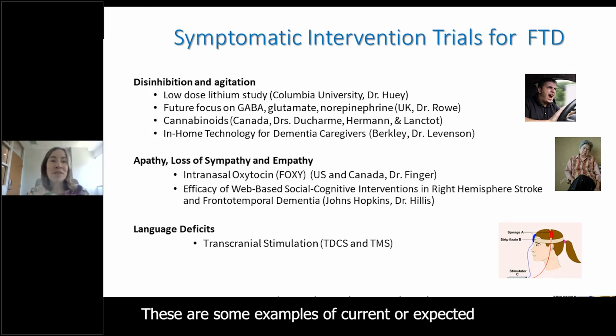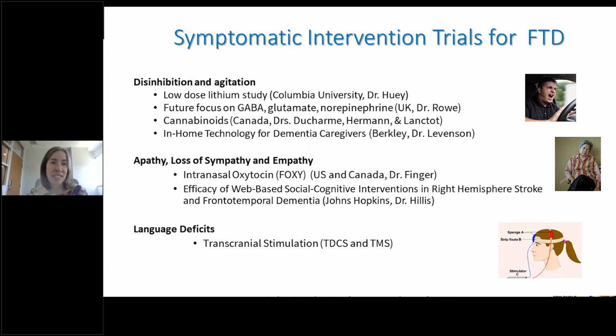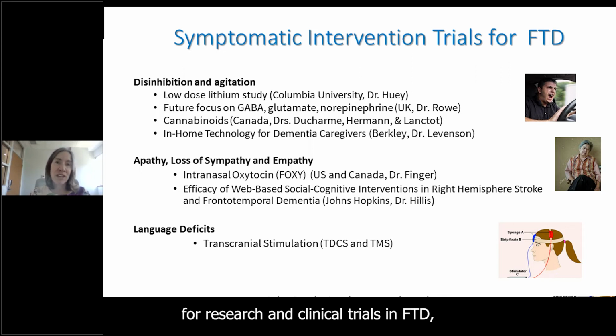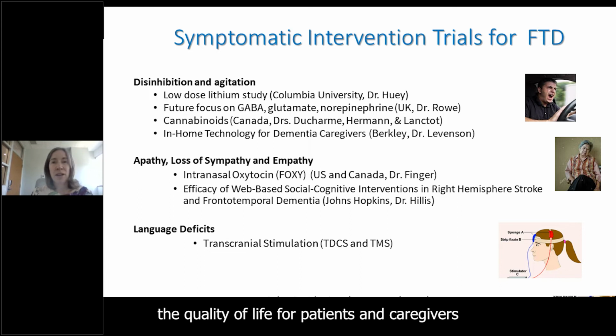These are some examples of current or expected upcoming trials targeting different symptoms in FTD. I know there's a lot of information on this slide, but I just did want to give you an idea that these are increasingly exciting times for research and clinical trials in FTD, where we're having the largest numbers I think we ever have of ideas and studies, allowing us hopefully to get better evidence for improving the quality of life for patients and caregivers by getting better control of these symptoms.